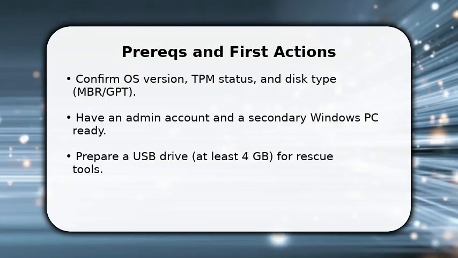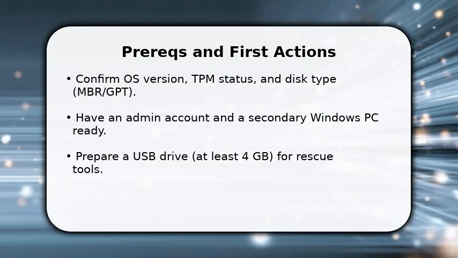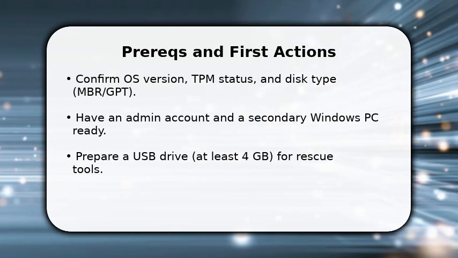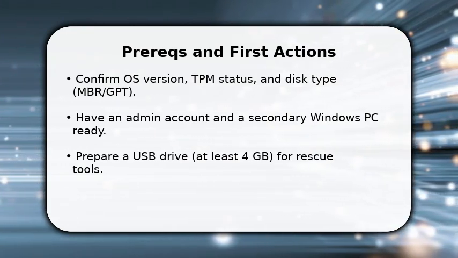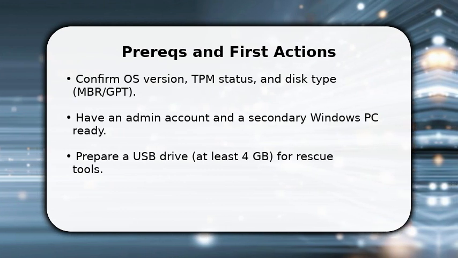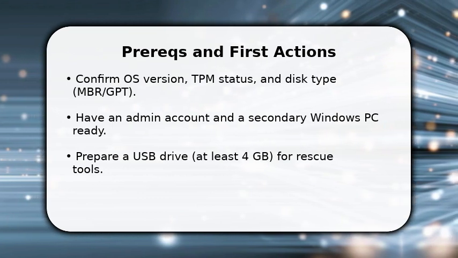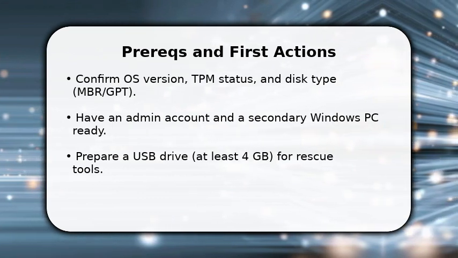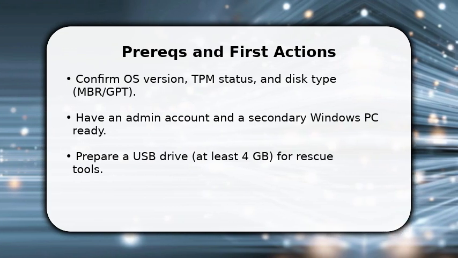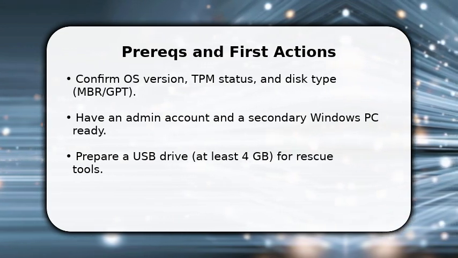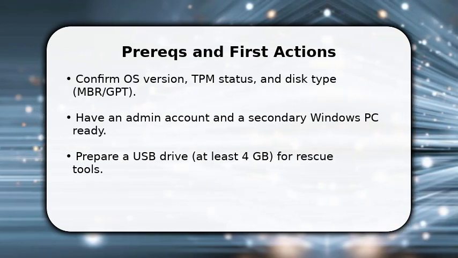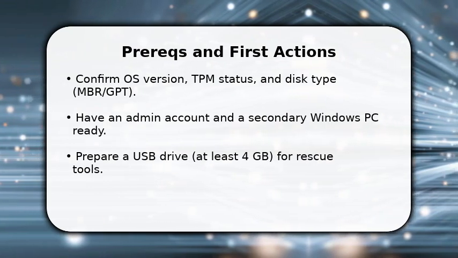You start by verifying prerequisites quickly. Check Windows Edition, TPM enabled, and whether the disk is MBR or GPT so you know which tools to use. Once done, sign in with an administrator account on the locked machine if possible, and prepare a separate working PC plus a 4 GB USB. You need these to create a recovery environment.